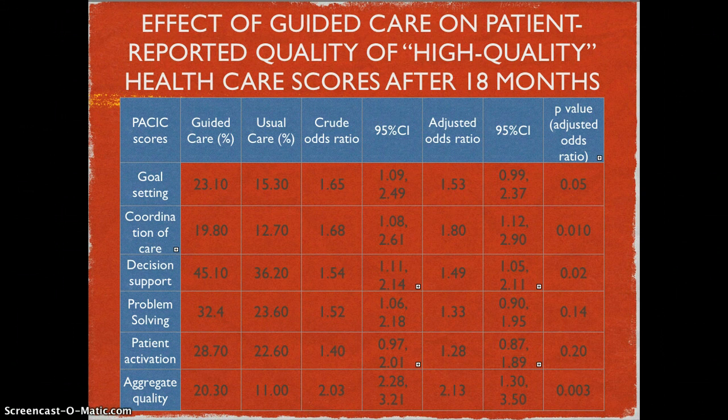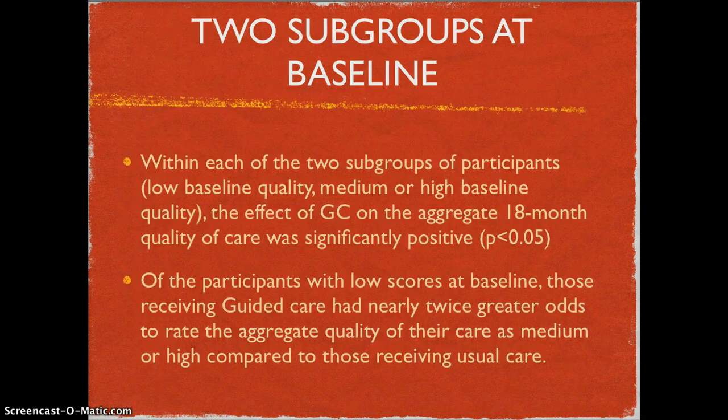And adjusted odds ratios were adjusted for participants' baseline age, race, sex, educational level, financial status, habituation status, PACIC score, satisfaction with healthcare, and practice site. So within each of the 2 subgroups of participants, low baseline quality, or medium to high baseline quality, the effect of guided care on the aggregate 18-month quality of care was significantly positive at the 0.05 level. Of the participants with low scores at baseline, those receiving guided care had nearly twice the odds to rate the aggregate quality of their care as medium or high compared to those receiving usual care.